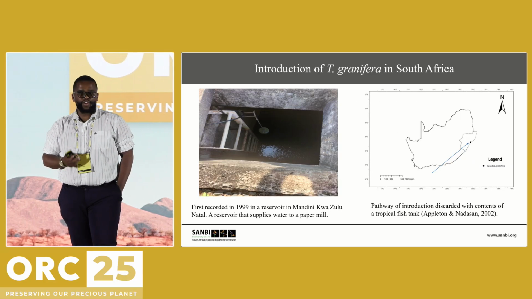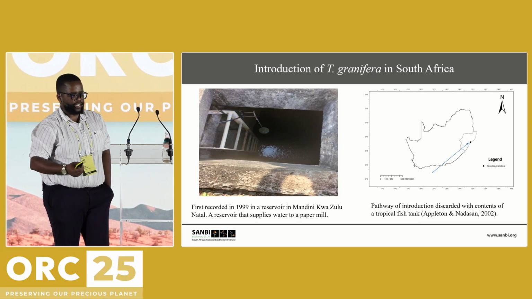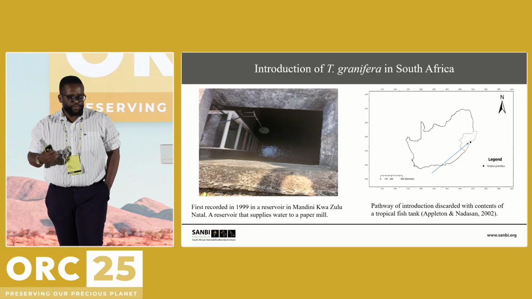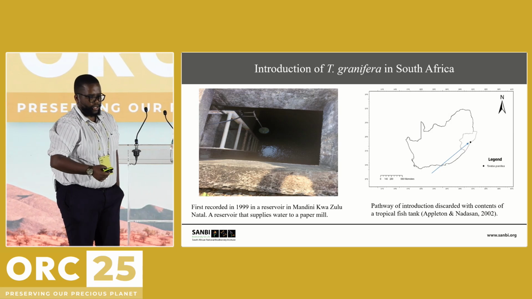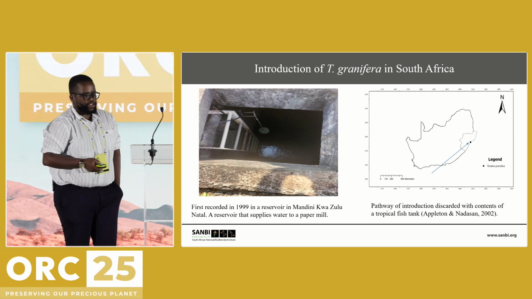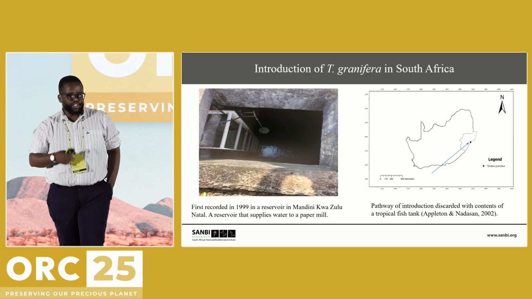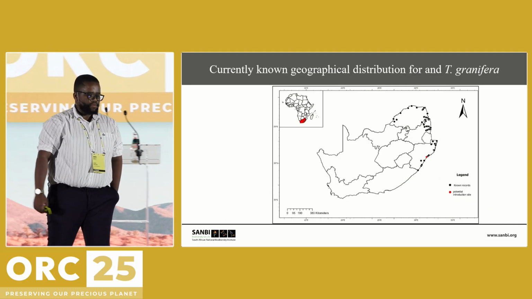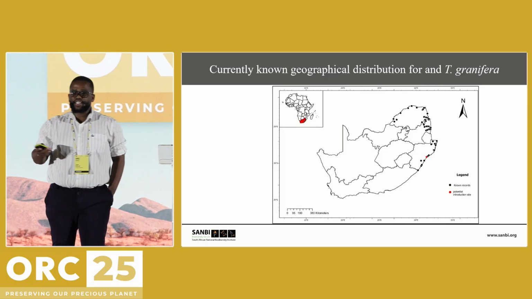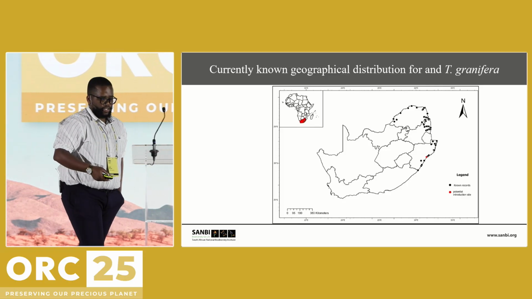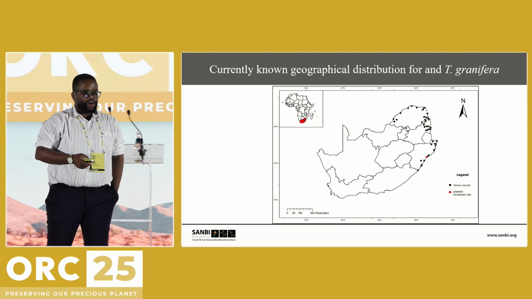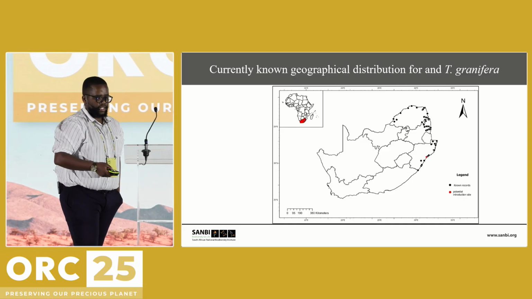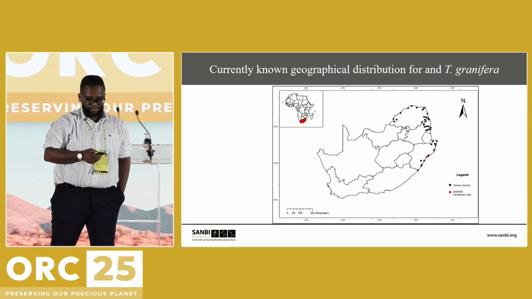Tarebia was first recorded in South Africa in 1999 in a reservoir in Mandini, KwaZulu-Natal. This reservoir supplies water to a paper mill. It was introduced in the country with discarded contents of a tropical fish tank. Currently, 26 years after its introduction in South Africa, Tarebia occupies 3 provinces, which are KwaZulu-Natal, Limpopo, and Mpumalanga.